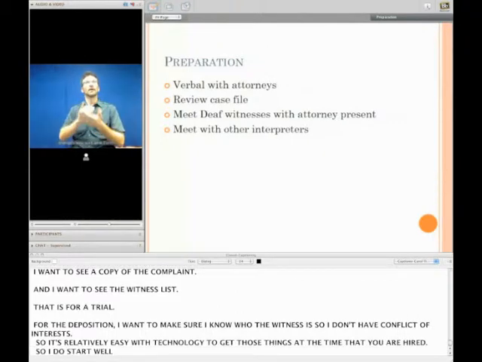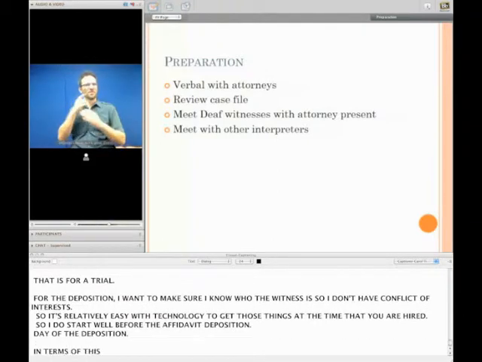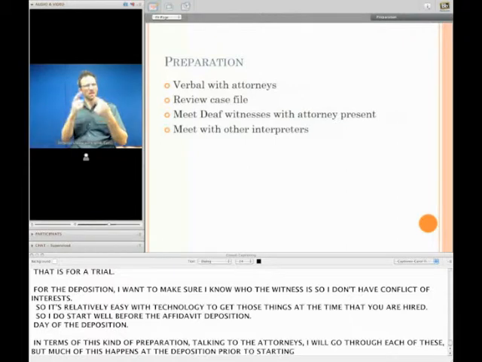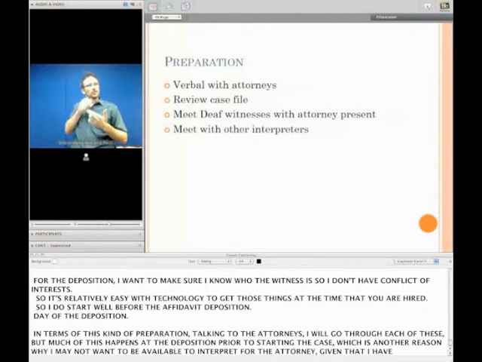In terms of this kind of preparation, talking with the attorneys, I'll go through each of these, but much of this happens at the deposition prior to starting the case, which is another reason why I may not want to be available to interpret for the attorney, given that I have my own preparation that I need to handle.